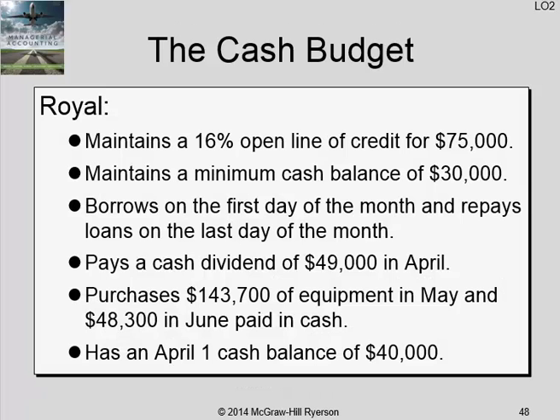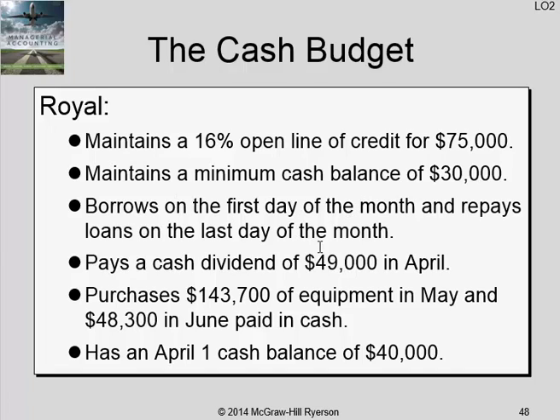So the cash budget for Royal. They have some requirements here. They've got a 16% open line of credit for $75,000, meaning they can borrow up to $75,000 at 16% interest. They have to keep a minimum cash balance of $30,000 in the bank. This is often something the banks require you to do. It just means you have to borrow more money from them and they collect more interest off you. They have to borrow on the first day of the month and repay on the last day of the month. Now, in reality, this doesn't work that way with lines of credit and so on, but it simplifies our calculations of interest, so we're going to stick to this rule.